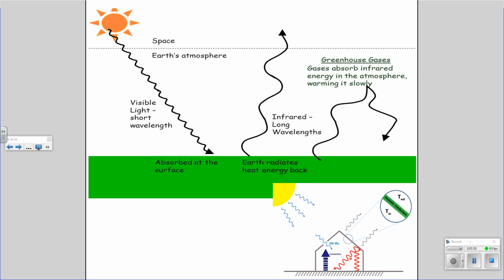Now, things to look out for, just remember, visible light is going to have a shorter wavelength. Okay, so sunlight coming from the sun, insolation, incoming solar radiation, is going to have a shorter wavelength. It gets absorbed and then gets re-radiated back up into the atmosphere in longer wavelengths, right? And those longer wavelengths are infrared wavelength, or infrared energy, or heat energy. Now, as I mentioned just previously, gases absorb infrared energy in the atmosphere, warming it slowly. So it keeps the planet warm.